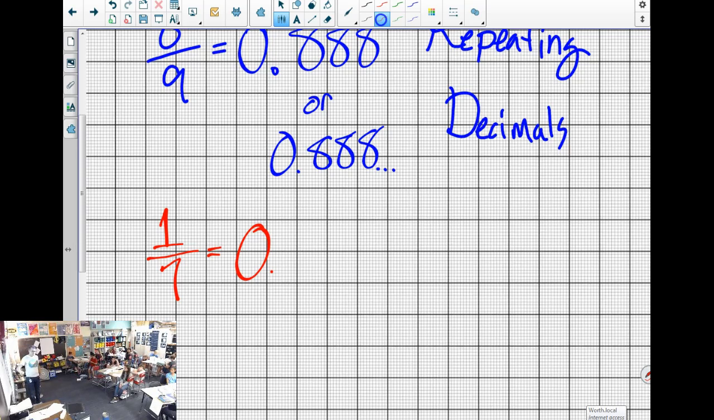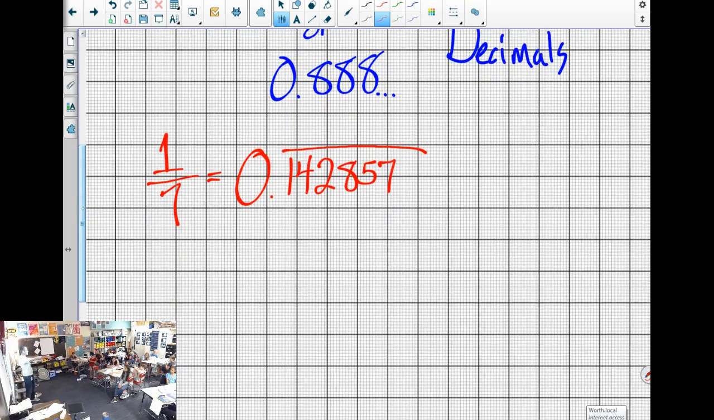What's 7 times 2? 14. What's 7 times 4? What's 7 times 8? 56. Not quite 50, you're right with 56. All of that repeats. Now, hold on. Somebody verify that for me. Claire, you verify. Is that right? 1, 4, 2, 8, 5, 7? And then you're going to see another 1 and then another 4.